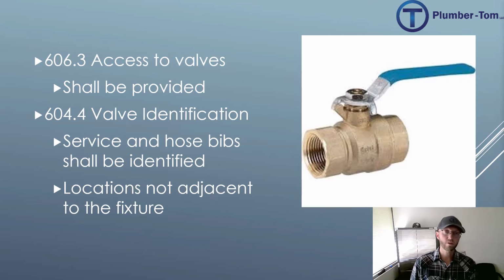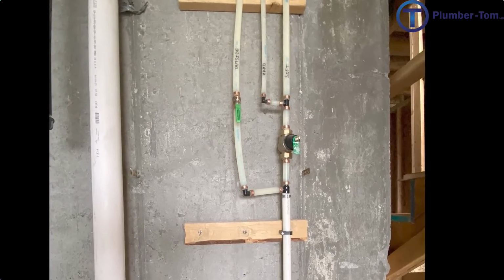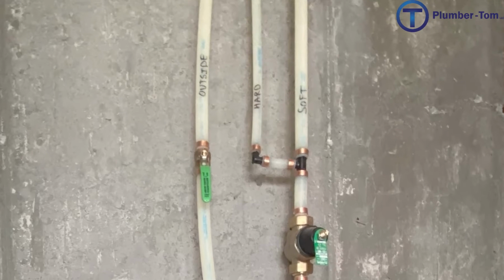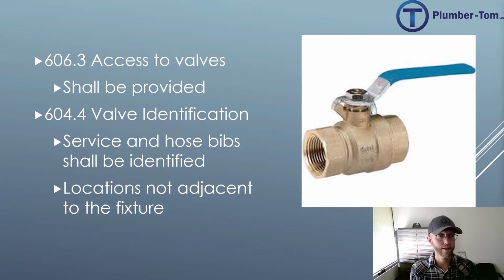Service valves and hose bibs have to have identification, and especially if the valve is not adjacent to the fixture or nearby the fixture. If you can't tell what it shuts off, you definitely need to label that. Labeling can be as simple as taking out a Sharpie and writing on the handle or on the pipe next to the valve. It does not have to be a difficult thing, but it should be done.